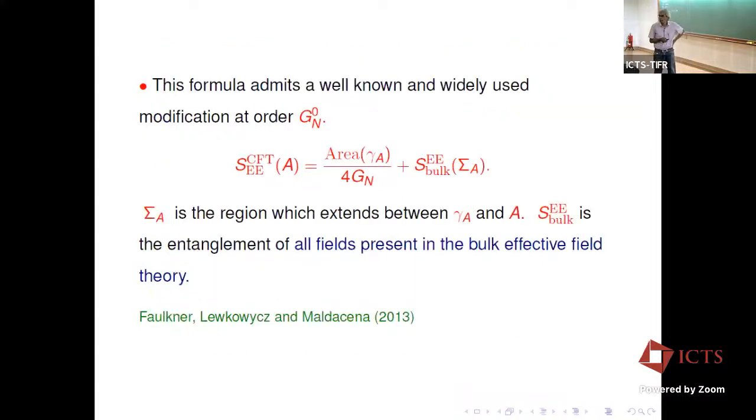Now, this formula admits a well-known correction or modification at G Newton to the zeroth order, an important modification by Faulkner, Lewkowycz, and Maldacena, in which there is an added term which is basically the entanglement of the bulk across that region sigma A.